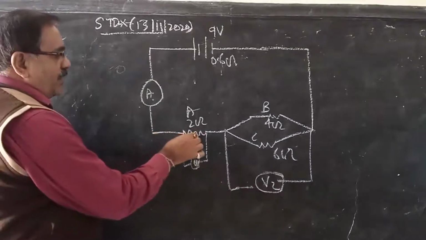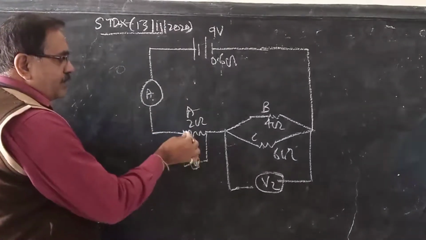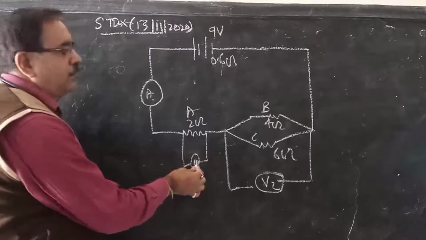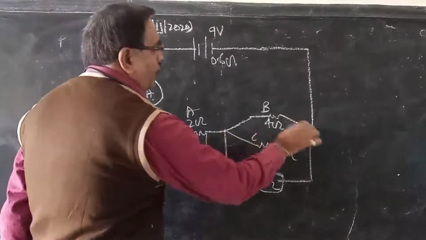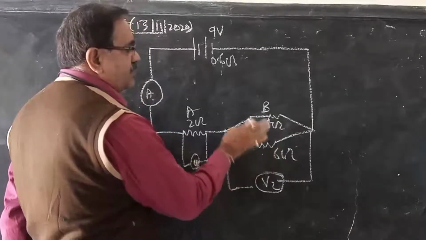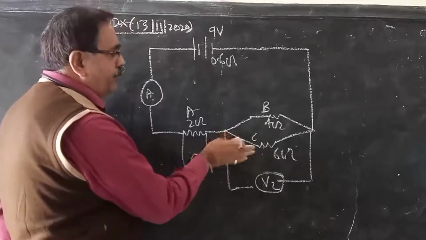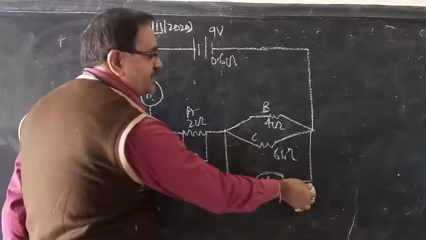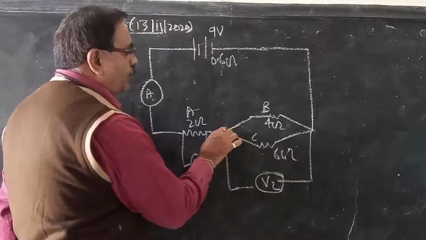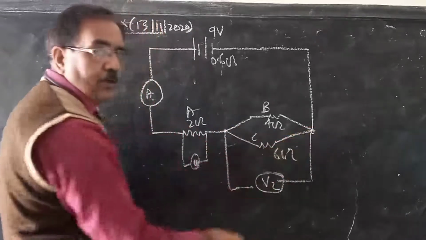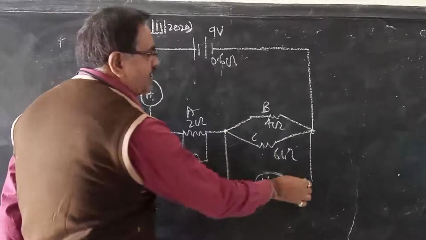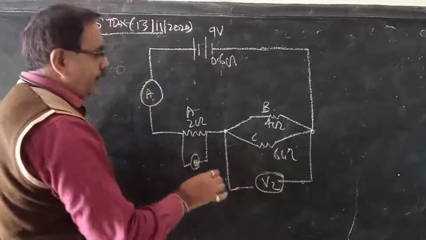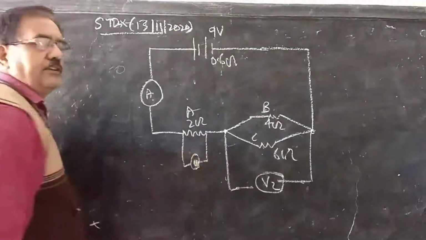This is a 2 ohm resistance. Let the potential difference of the 2 ohm resistance be V1, and this 4 ohm and 6 ohm resistance are connected in parallel. So in parallel, you know the potential difference will be the same. Both are connected at one point and this is also connected at another point. The potential difference will be the same in parallel. Right? Then we have to find the different values.